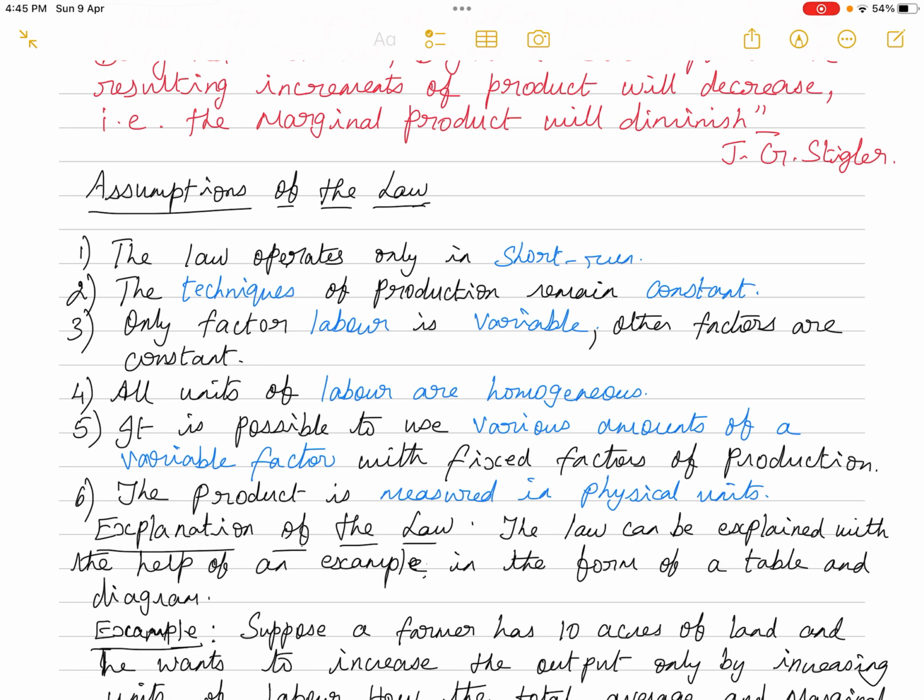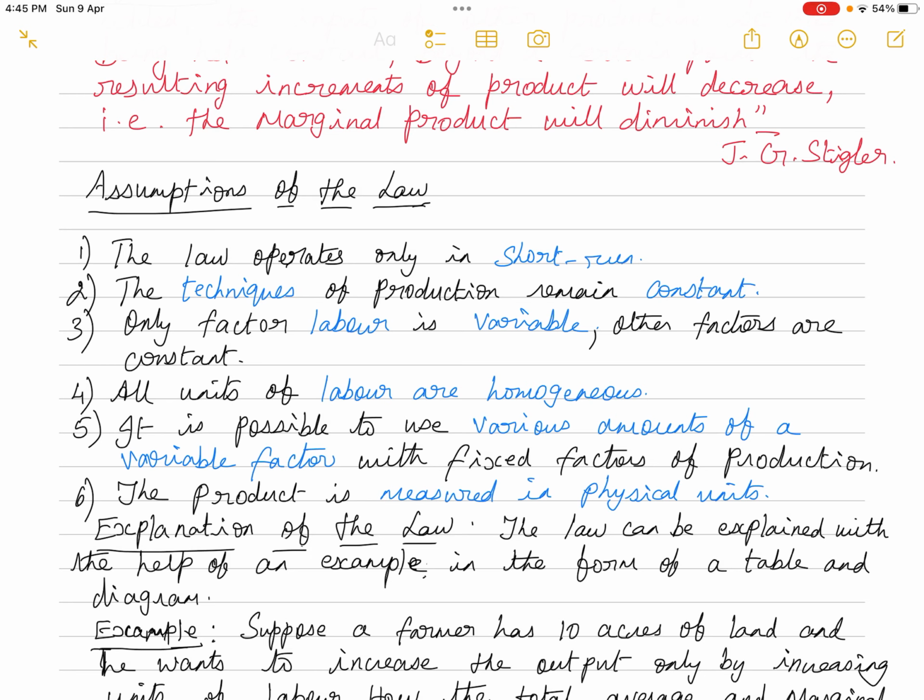Now coming to the assumptions of the law. The law operates only in the short run, because only in the short run one or two factors are variable and all the other factors remain constant, because in the long run every factor is variable. So this law will operate only in the short run, where the producer has to keep the remaining factors constant. Second, the techniques of production remain constant. It is not possible to change the techniques of production in the short run. Third assumption, only the factor labor is variable, other factors are constant.